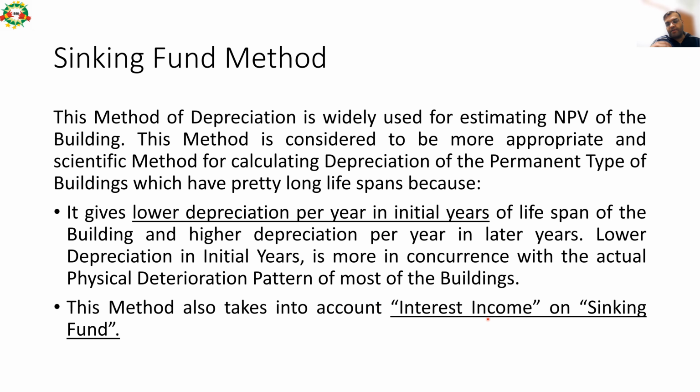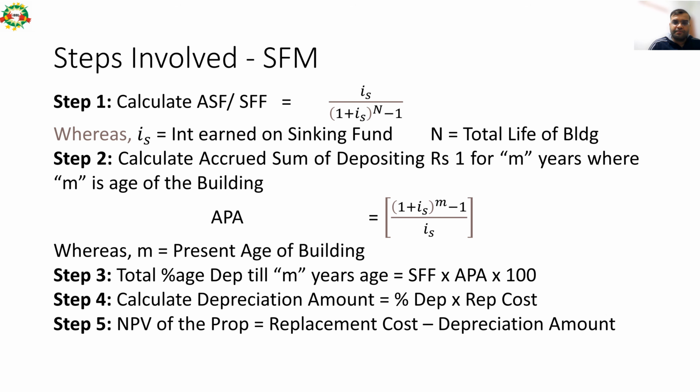So if we have a building and we are parking a certain amount for maintenance of the building, we will earn certain interest. This sinking fund concept we have already discussed in the previous income approach to valuation session, so you may refer to it for details. So these are the steps involved to calculate the depreciated replacement cost or NPV, net present value, of the property.